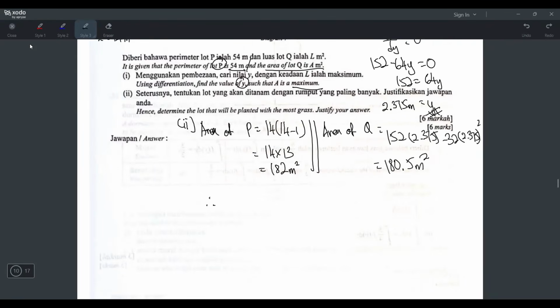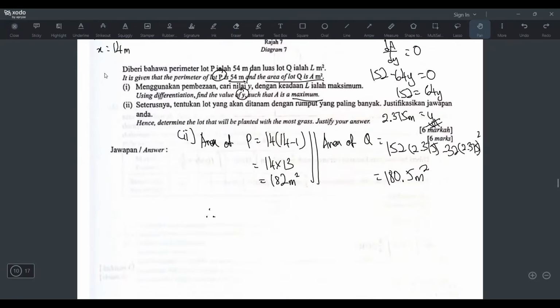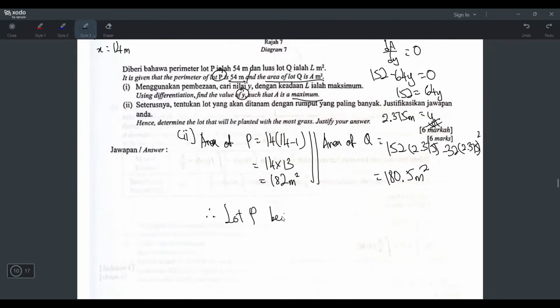Okay, what do we call this? Lot. Okay, what is it here? Two lots of land, P and Q. So I will just write lot P. Okay, lot P. Determine the... because the area is more. It has higher area. Okay?